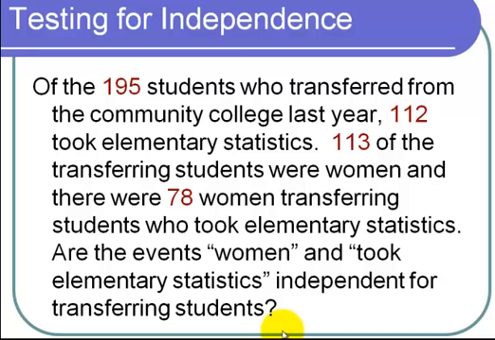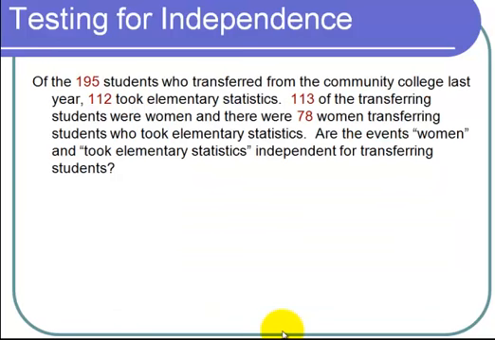So let's talk about this one little piece at a time. We get to choose any of those 3 equations to check to see if they're true. But I'm going to first say the probability that somebody chosen at random took elementary statistics. Well, there were 112 people who took elementary statistics out of 195 total people, the people being transfer students. So that's 112 divided by 195, and I put that in my calculator.